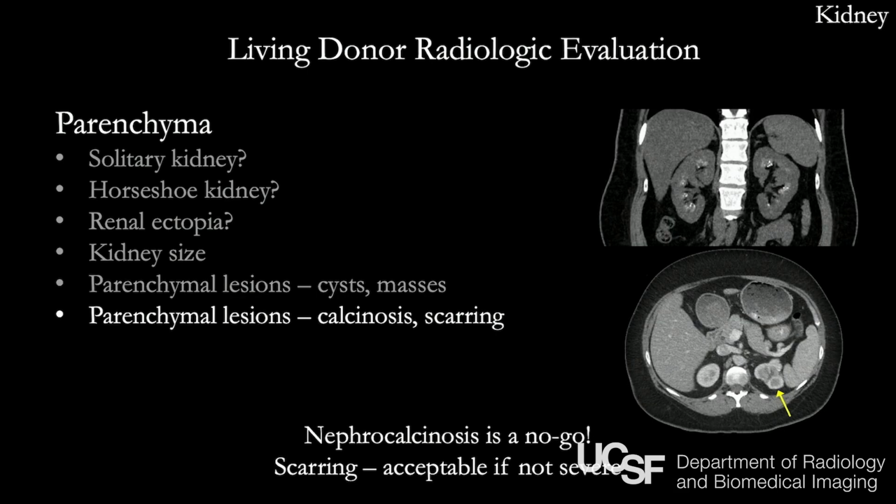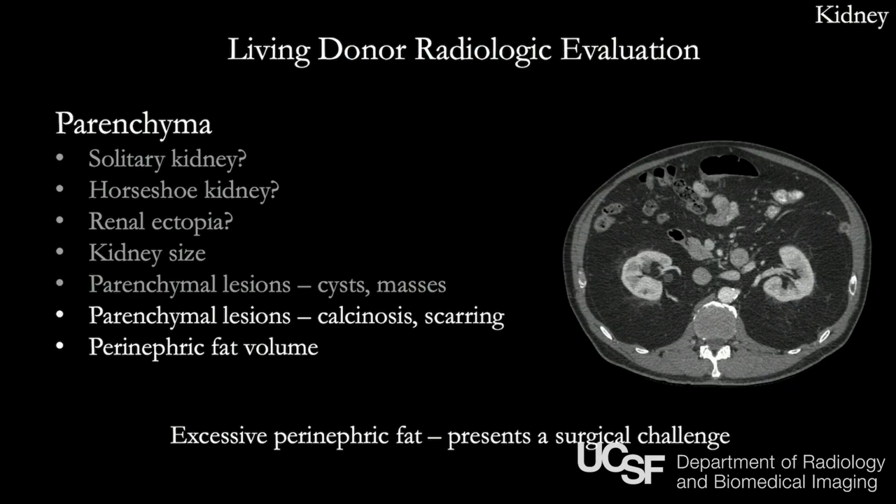Calcinosis and scarring, this is kind of on a case-by-case basis. Nephrocalcinosis is usually a no-go because there's some kind of underlying metabolic disturbance here, which is going to predispose the donor to a future problem in their solitary remnant kidney, right? And then scarring is usually acceptable if it's not severe and the functional nephron volume is reasonable.